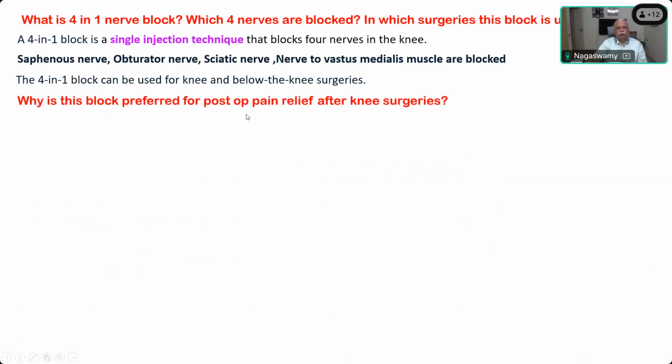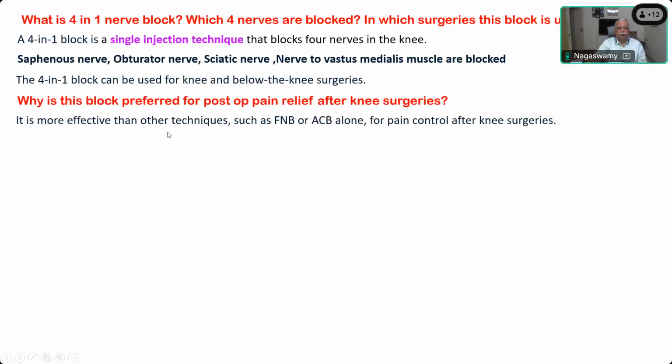Why is this block preferred for post-op pain relief after knee surgeries? It's more of a sensory block rather than motor. Okay, it's more effective than other techniques, such as the femoral nerve block or the adductor canal block alone, for pain relief because it is blocking other nerves, and it also makes the patient ambulant much earlier because quadriceps muscle strength is preserved in this.